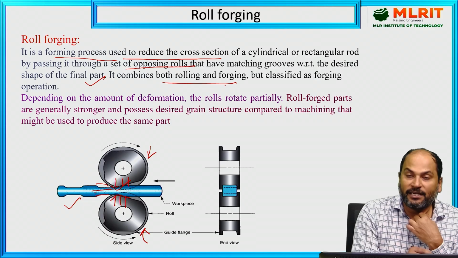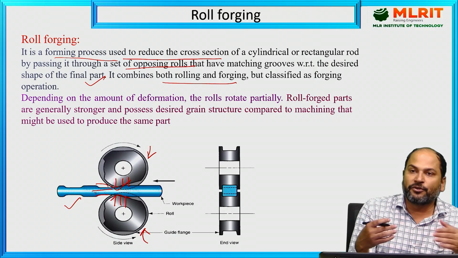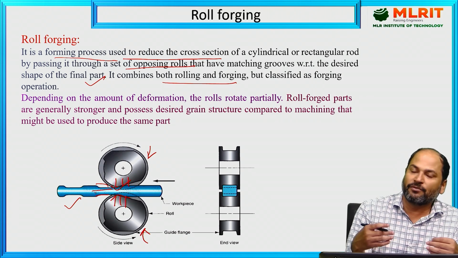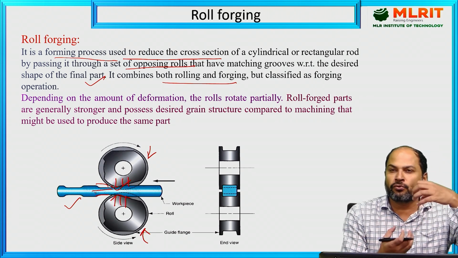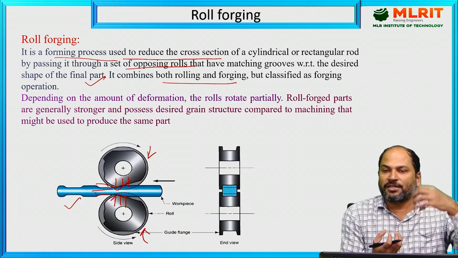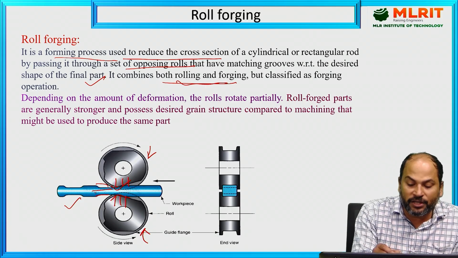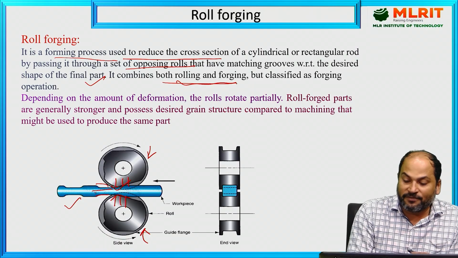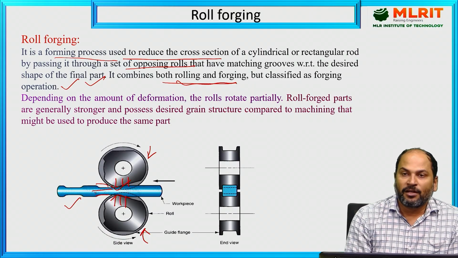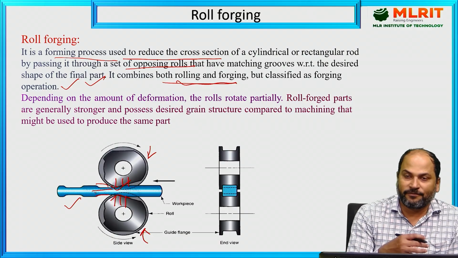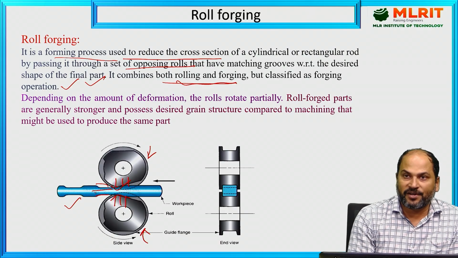Yeah, definitely. Forging means applying compressive force and deforming the shape, and rolling means, without any applied force, the rollers simply take the material in because of friction, and through the rollers we are deforming the material. So if we see this process, it is a combined form of rolling and forging. Okay, it is classified as a forging operation, generally called a roll forging operation. But if we see the mechanism, both things are happening simultaneously.